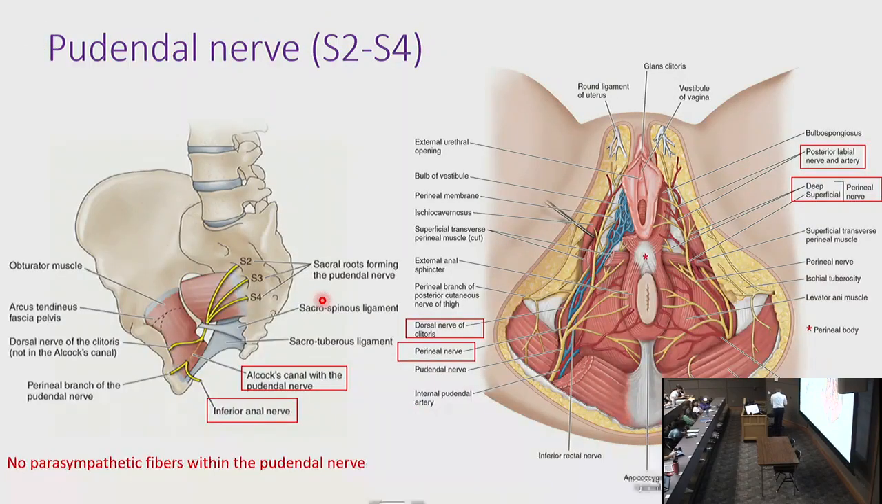But let's track the pathway of our pudendal nerve, and I'll also throw in the artery while we're here as well. So the pudendal nerve, we said, is exiting the greater sciatic foramen above or below the piriformis muscle.